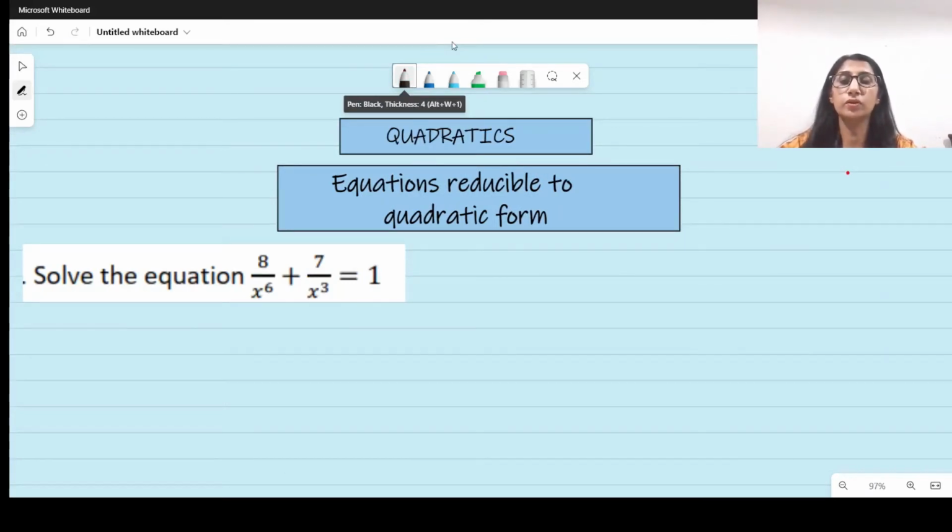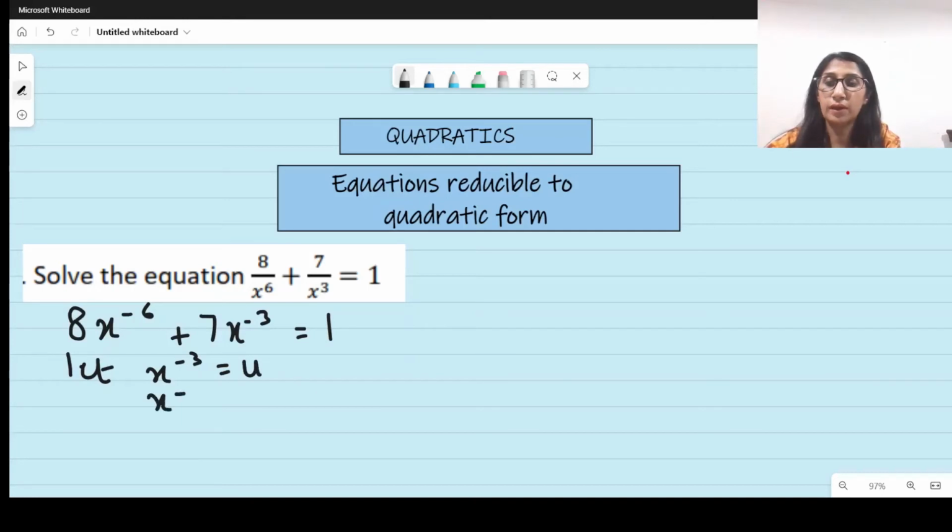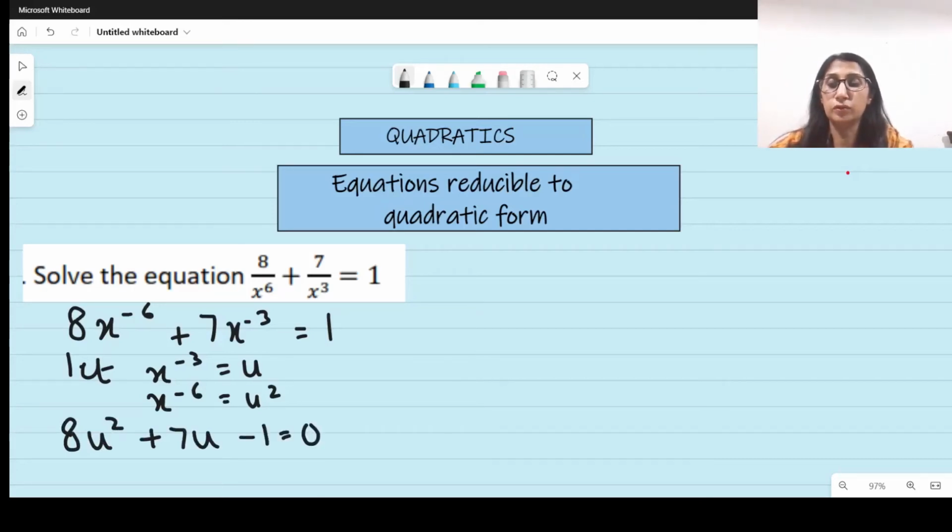Next question, solve the equation 8 upon x power 6 plus 7 upon x cube equals 1. So we can take x power 6 up, so that becomes x power minus 6, plus bring x cube in the denominator to the numerator, that becomes x power minus 3. So now we start with, let x power minus 3 equal u. So x power minus 6 is equal to u squared. So then we have 8u squared plus 7u, and I'm bringing 1 to this side, minus 1 equals 0.